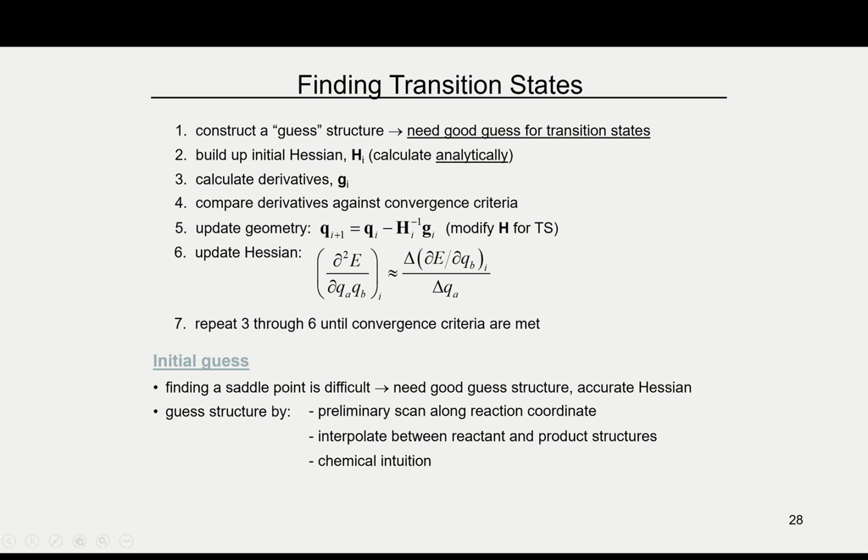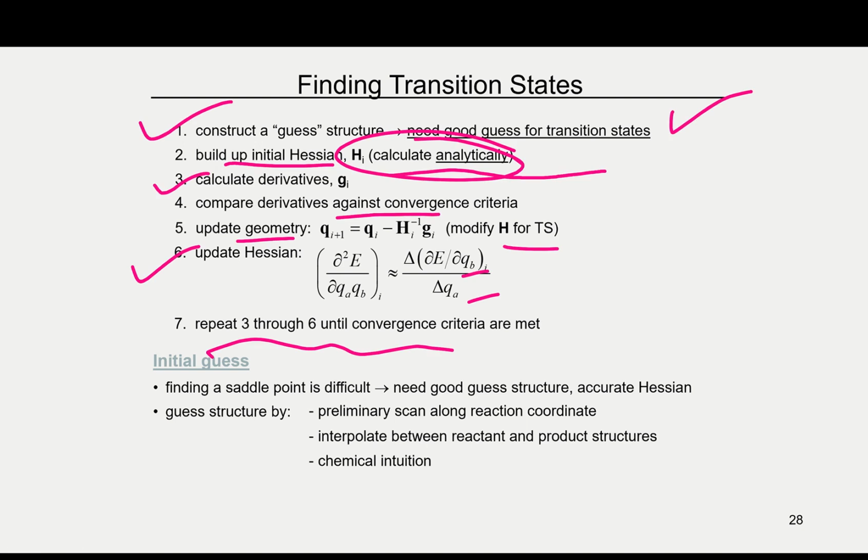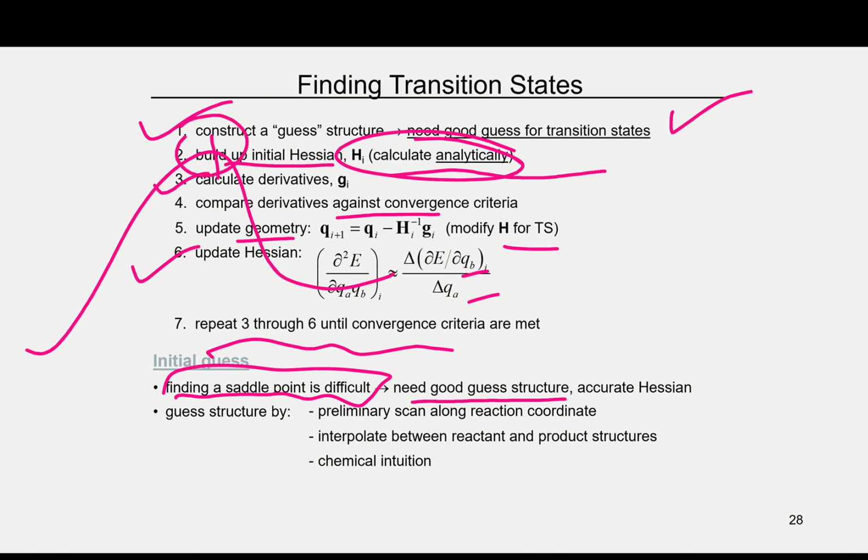Finding a saddle point is difficult. You need a good guess structure and an accurate Hessian. Like in here, it is very difficult to guess the structure. Finding the saddle point is very difficult, like if this is the saddle point, this is very, very difficult to find. Okay, so therefore the saddle point is difficult. You need to draw a good structure and an accurate Hessian.